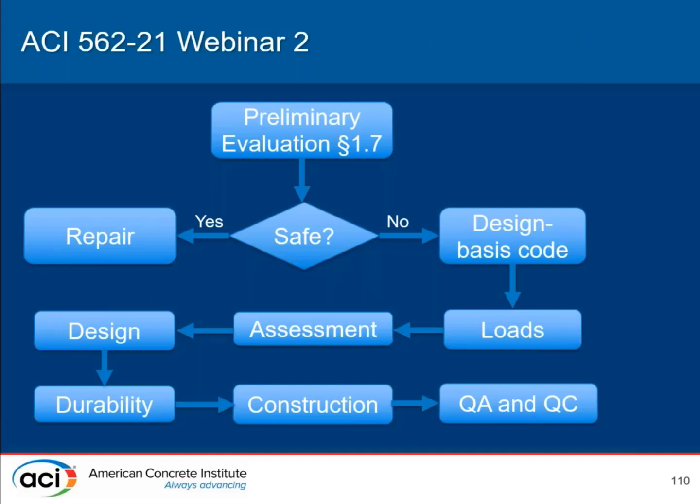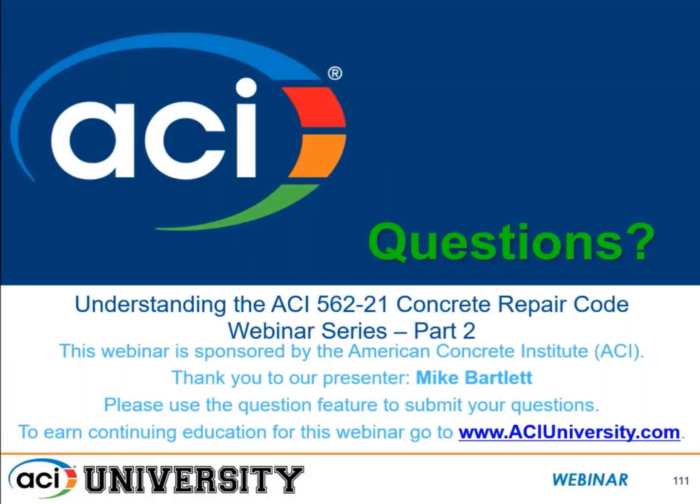So that's mostly it. We have selected a design basis code using the provisions of Chapter 4 of ACI 562. We've computed loads and factored load combinations and strength reduction factors using Chapter 5, and we've carried out an assessment using Chapter 6. So with that, I'll pause and see if we have any questions.